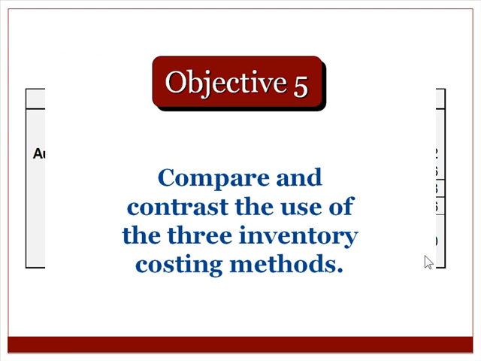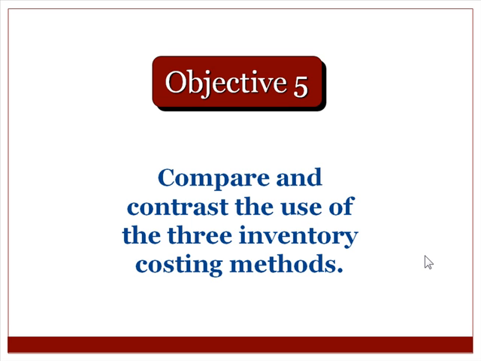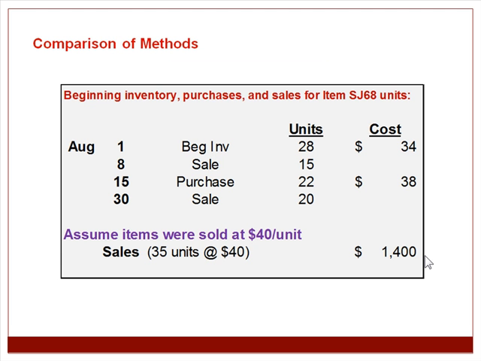So let's compare and contrast and show them side by side. All I've done is show you how to get your ending inventory under the periodic system. You have to back into your cost of goods sold. Here's my comparison of my methods. So now let's assume we sold 35 units and they were $40 apiece. So my sales are $1,400.